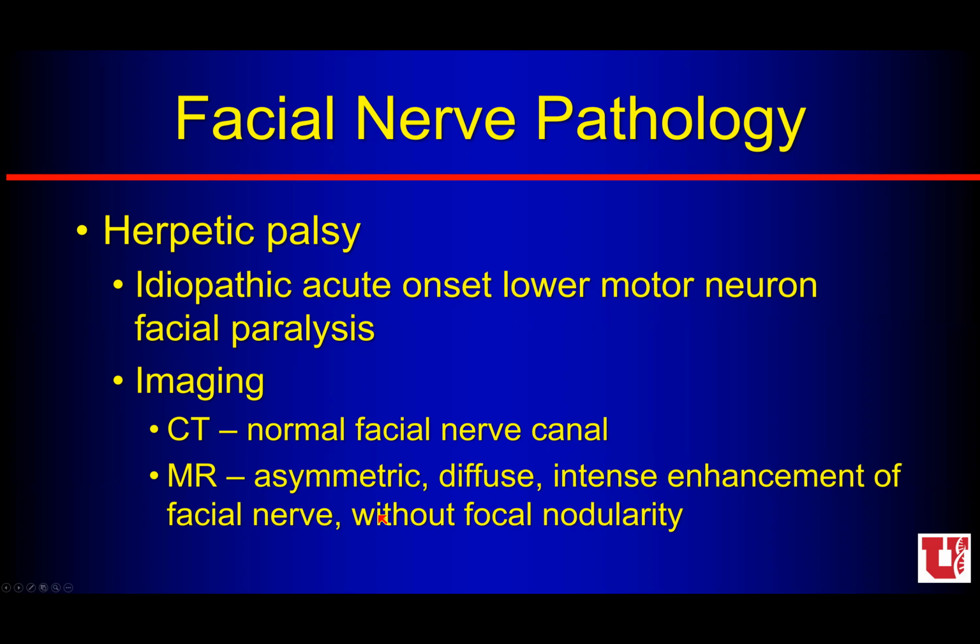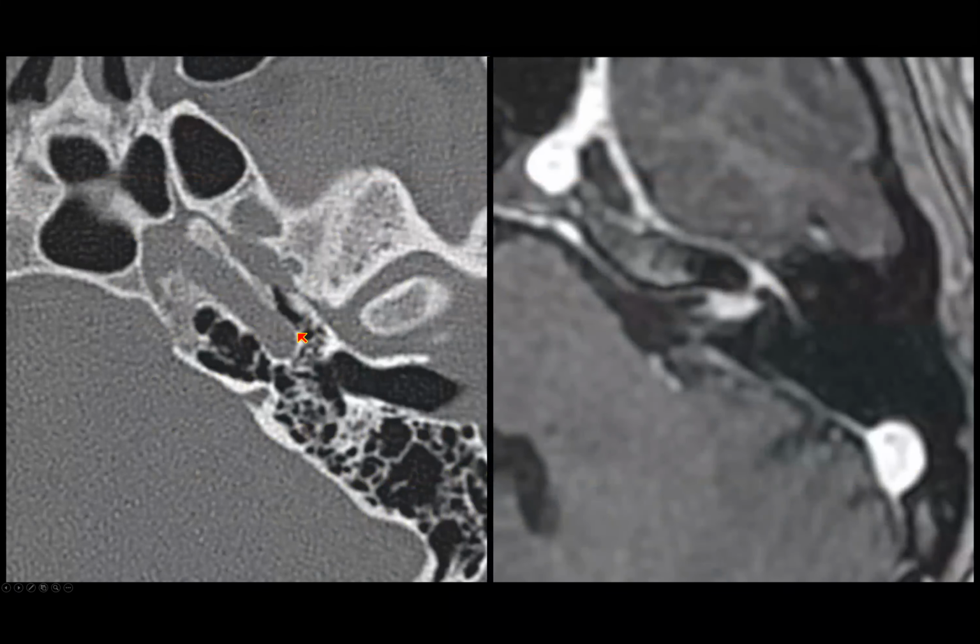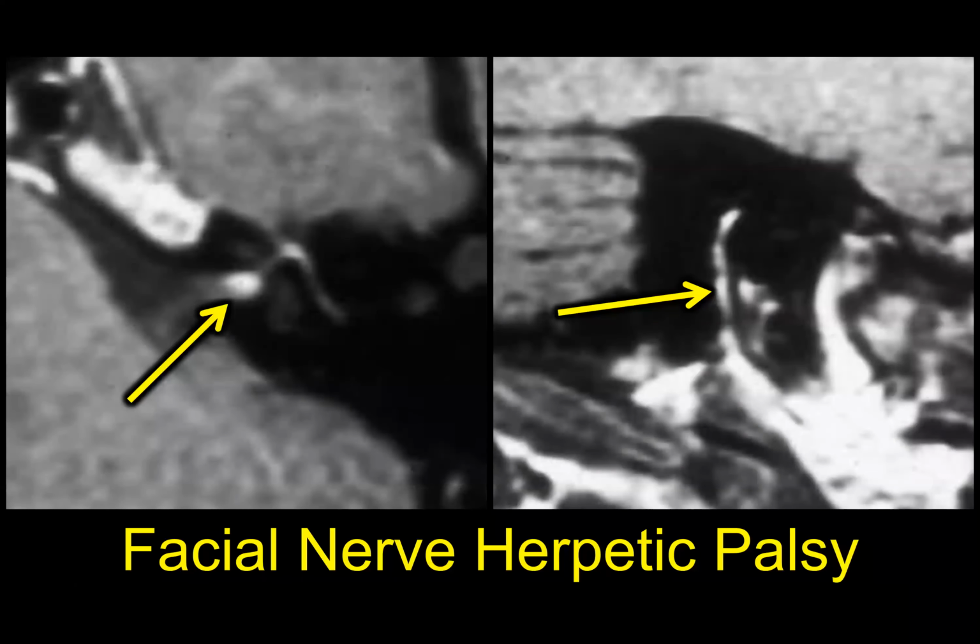On CT, it's going to be normal, but on MR, we have asymmetric diffuse intense enhancement. So here's an axial CT and the correlating post-contrasted MR. So we see the genicular ganglion, the greater superficial petrosal nerve that comes off to form the pterygoid or vidian nerve going forward. And here on the correlating post-contrasted MR, we see avid enhancement laterally within the IAC, the labyrinthine segment, the tympanic segment, and the greater superficial petrosal all avidly enhancing, in this case of a herpetic or Bell's palsy.